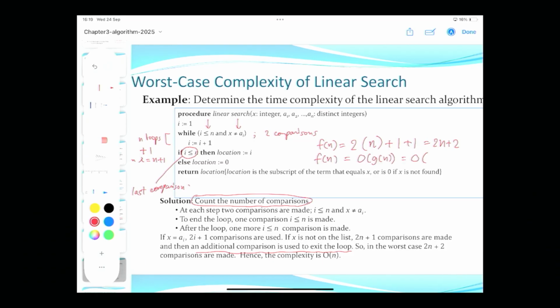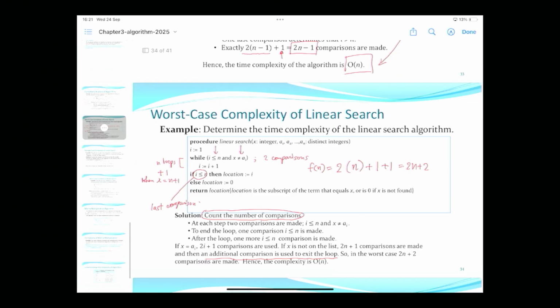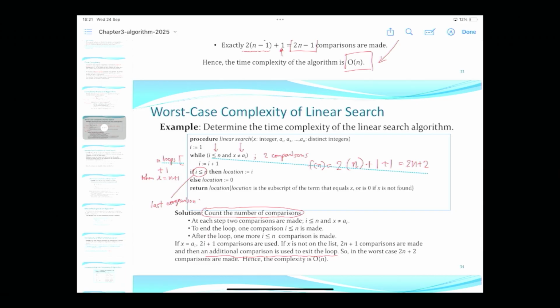g(n) is O of n. How? f(n) equal to 2n plus 2 is less than or equal to a constant times g(n). So that c can be 4, in this case, and n could be greater than 1. So that's k there. So the time complexity of this linear search is O of n. The worst case is that we check all elements in the list, so this is the worst case complexity.